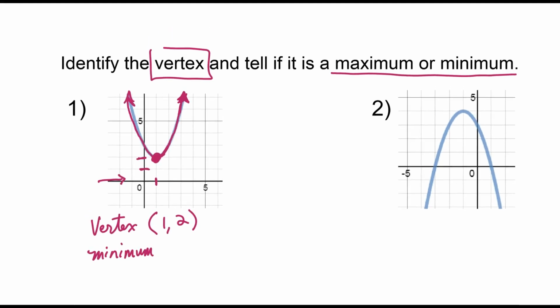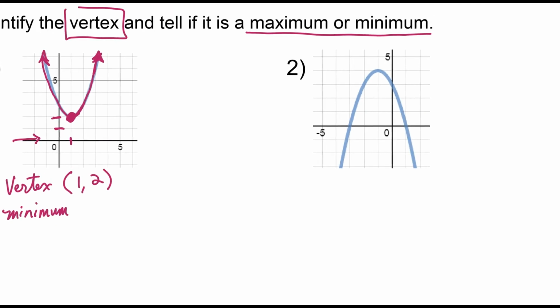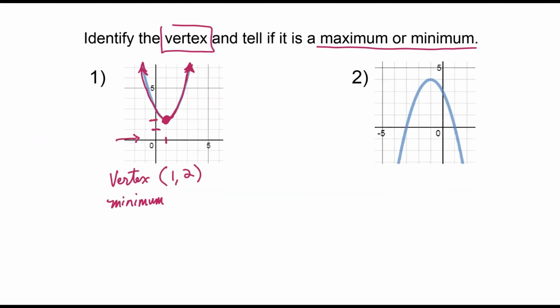So my vertex is at 1, 2, and I have a minimum at that vertex. For number 2, I've got to put my arrows on the ends of my parabola, indicating that I understand that it keeps going in that direction. I've got a vertex right here. It has an x value of -1 and a y value of 1, 2, 3, 4. So my vertex is at -1, 4, and in this particular case that is a maximum.